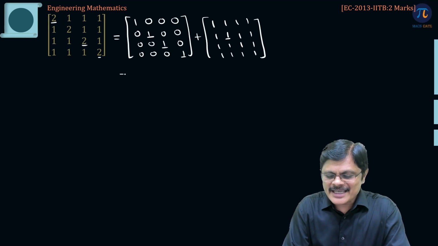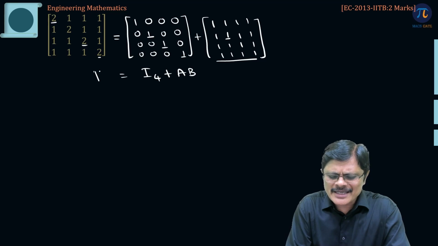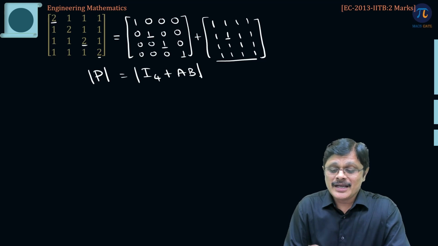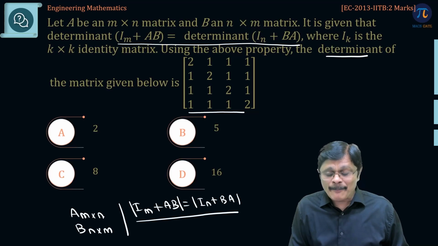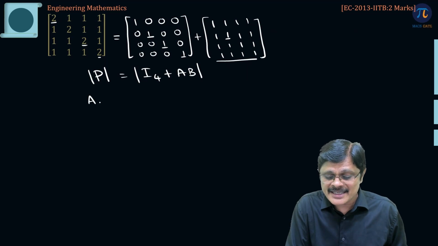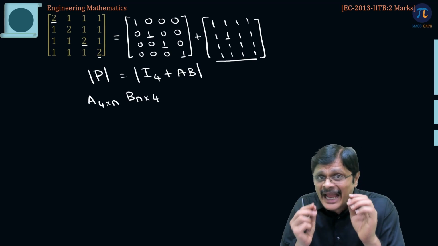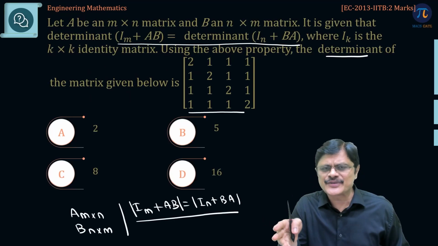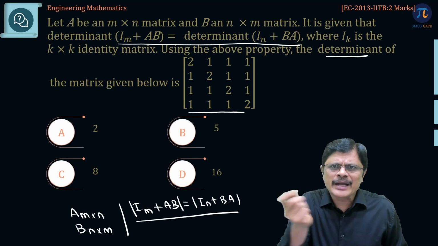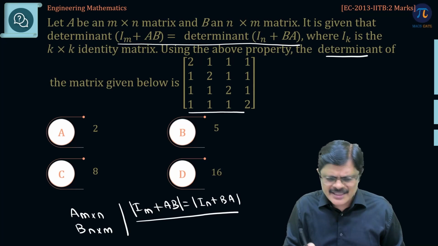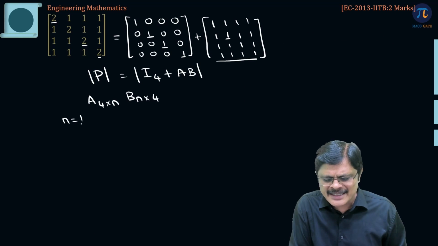So the given matrix can be written as I4 plus this matrix, which is our A. Suppose you call it some P, the determinant of this is equal to this one. Now if you observe, A is m by n, so here the A matrix is 4 by n and the B matrix is n by 4. You have to find an n value such that this condition is satisfied. There is no restriction. You can try anything, sir. This is open. So what I do is, I take n is equal to 1.